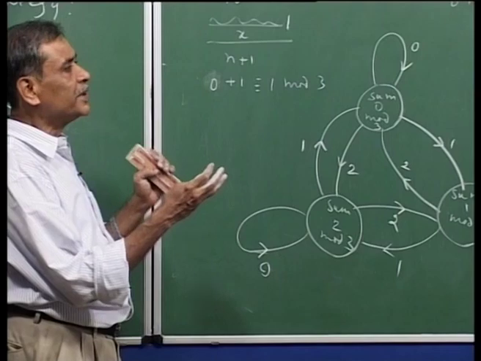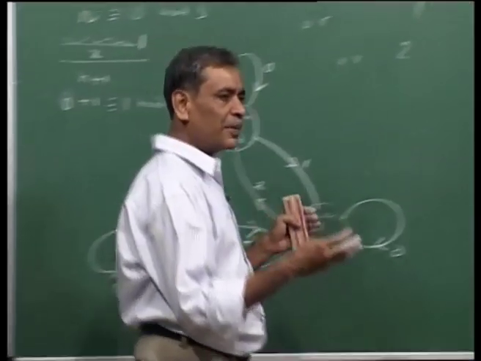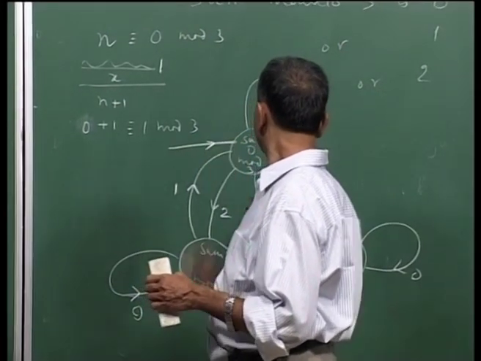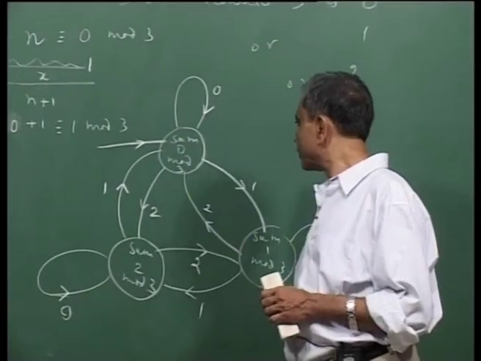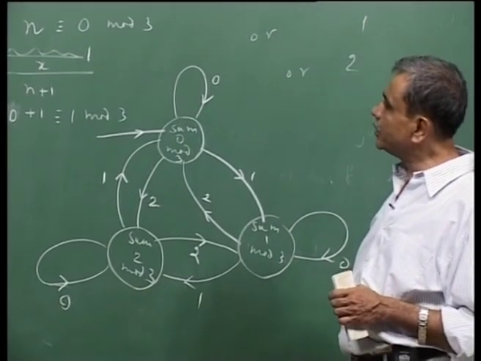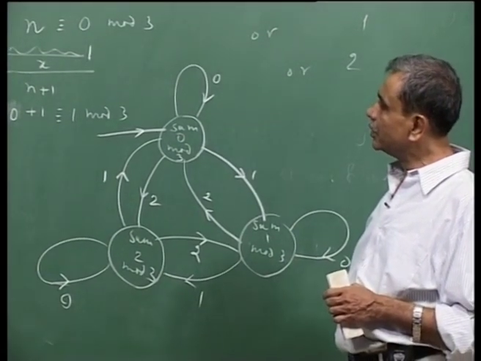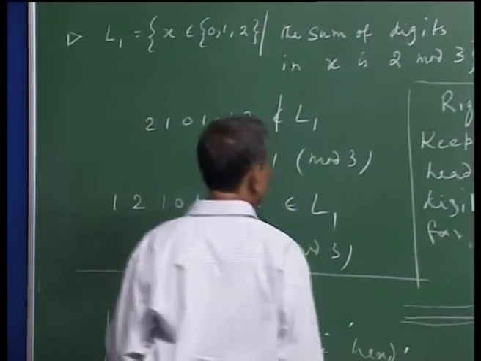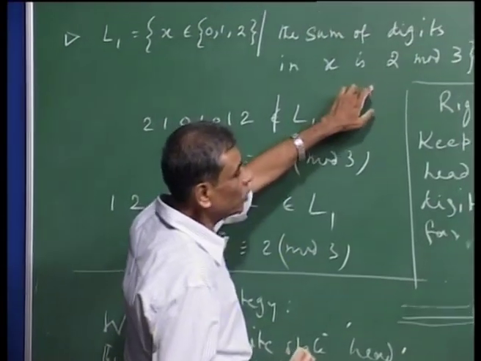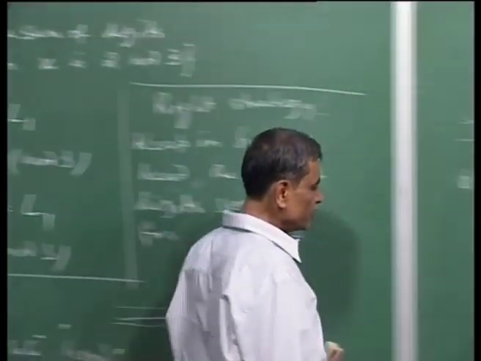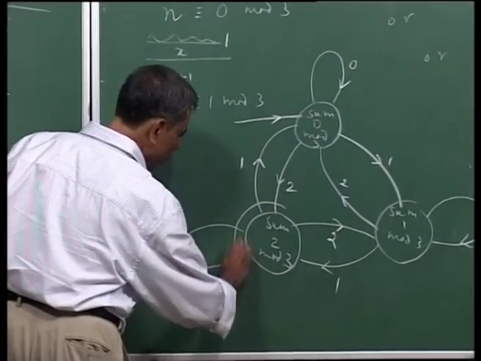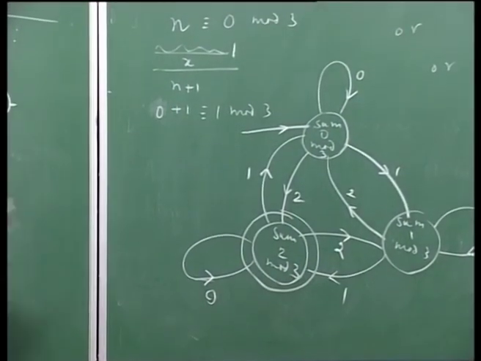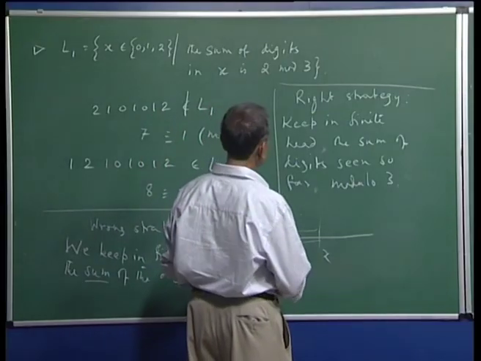The sum of the digits: there are no digits, and therefore the sum is 0, so you should be here, which is the 0 mod 3 state. And you want to accept only those strings where the sum of the digits is 2 mod 3. Such strings will take the machine to this state, and therefore we make this accepting. So this machine will accept this language. Okay.